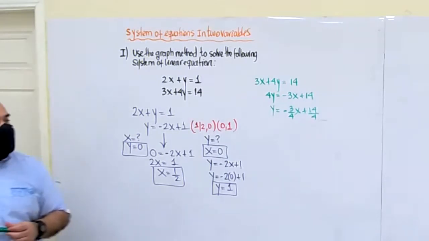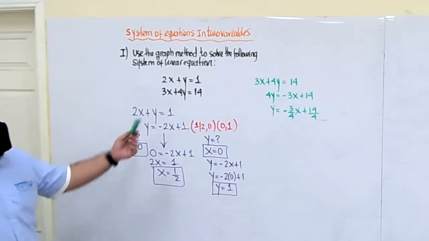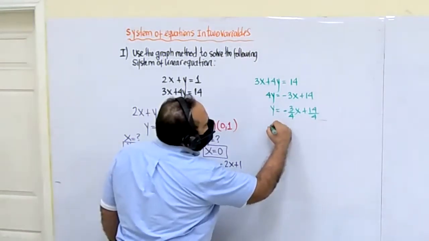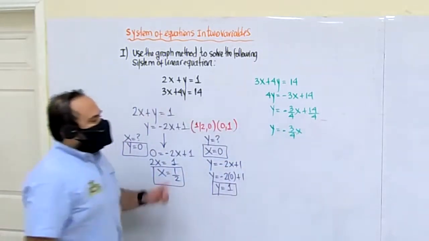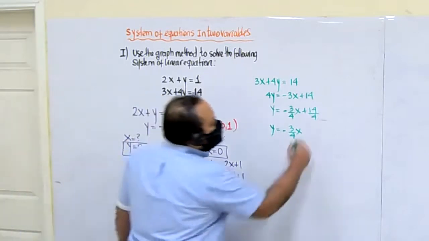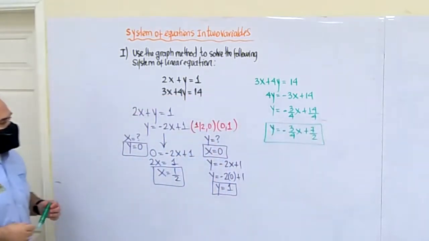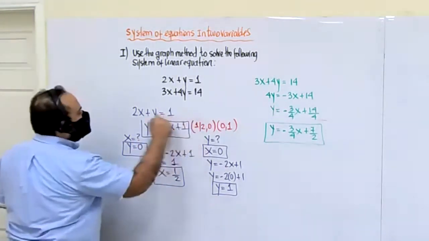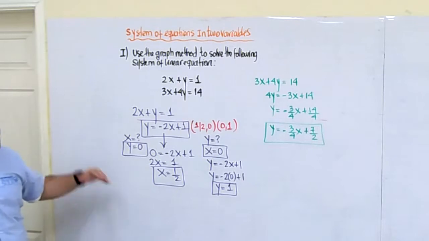And because in 14 over 4, both numbers are even numbers, we can simplify them. Half of 14 will be 7, and half of 4 will be 2. So this equation will be given by negative 3/4 x plus 7/2. Okay, we have the second equation written in slope intercept form, or solving for y. And we're going to repeat the process.